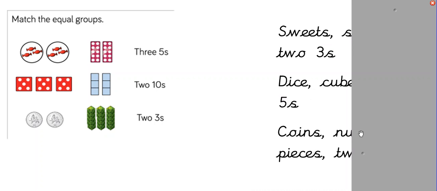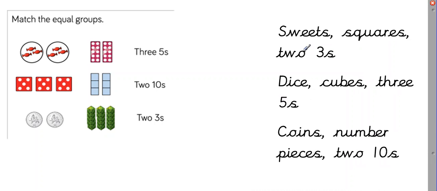Let's have a look at the answers then. So, the sweets, the squares, which are these ones here, and the 2 3s. Oh, sorry, it's not these ones here. It's these ones here. Sweets, squares, and 2 3s match together. The dice, the cubes, and the 3 5s match together. And then the coins, the number pieces or Numicon, and the 2 10s match together.